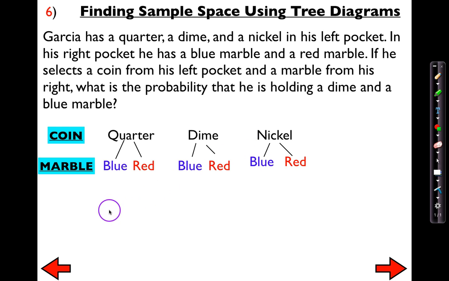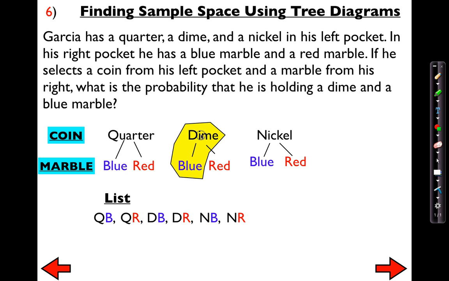So again, you can always construct a list as well. You could have said, okay, quarter blue, quarter red, dime blue, dime red, nickel blue, nickel red, right? But to go back to the question, it says, what is the probability that he's holding a dime and a blue marble? I'm going to look through my options. So first he had to pick a dime. Okay, so here, I'm focused here. And from that dime, he also picked a blue marble. So this is the only option. So you could look at it using this tree diagram, or you can look at it using this list. You can see that there's only one option regardless. 1 dime, 1 blue. But how many total outcomes are there?